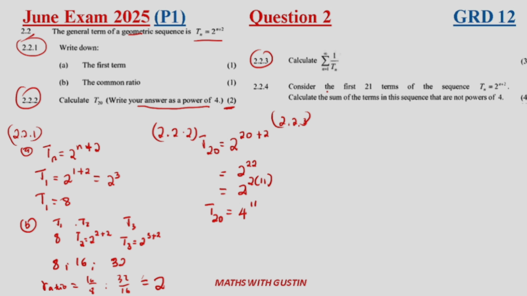So okay, 2.2.3 is calculate. They give us a sigma notation there, to infinity, and n is equal to 1, of 1 over Tn. We already know our Tn, so it simply means the series here will have to be 1 over 8 from the previous question here, guys. So it's also 1 over 16 and also 1 over 32. So this is our new series here.